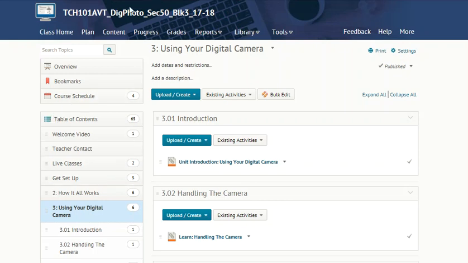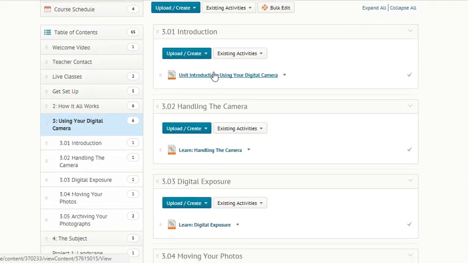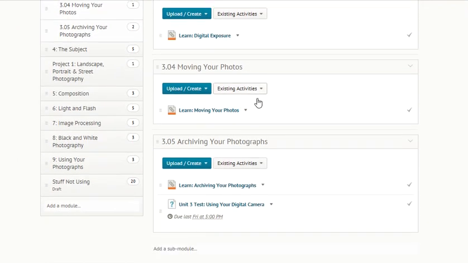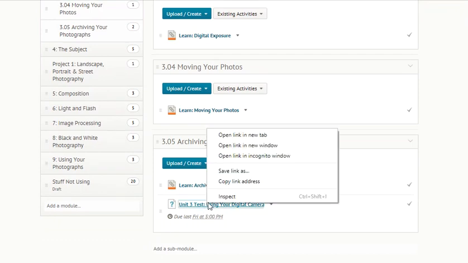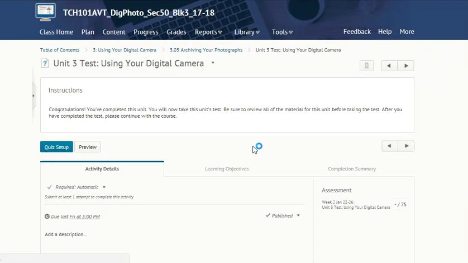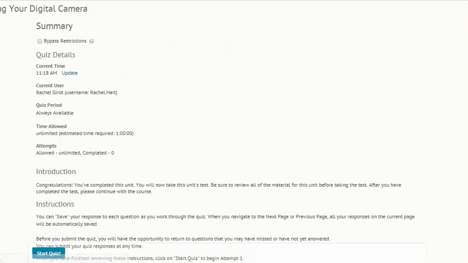So if you go into your digital photo class and you click on content and you come down to Unit 3 and you scroll all the way down to the bottom, you'll notice there's the Unit 3 test. You're just going to right click on it and open link in new window. And then resize it so you can see both windows.